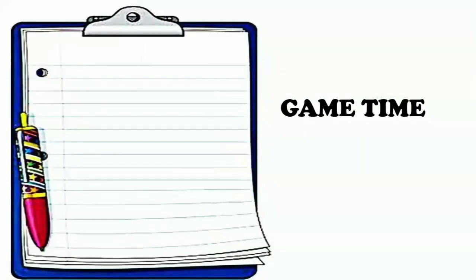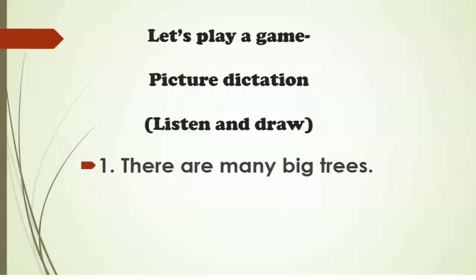Game time, come on, be ready. Take a pen and take a paper. I hope that you have taken a pen and a paper with you, or a pencil and a book. Get ready. Let's play a game. The name of the game is picture dictation. So listen and draw. That means I will tell you some sentences and you have to draw.